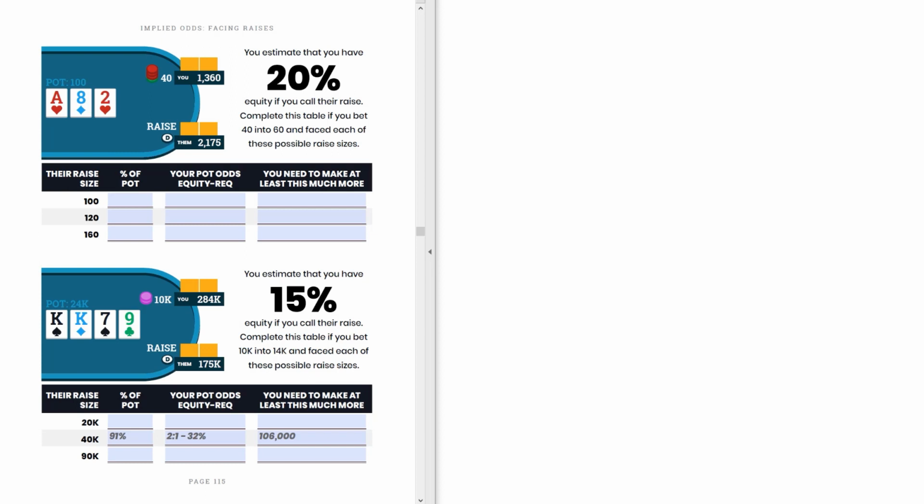And like most things in poker, if you work through a few exercises between sessions, you're going to start to see the patterns and you're going to be able to make quicker and more correct estimations at the table.